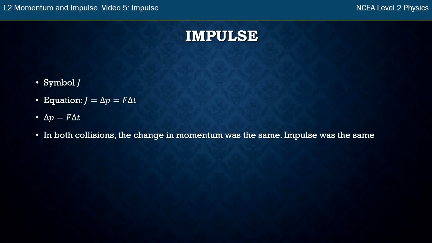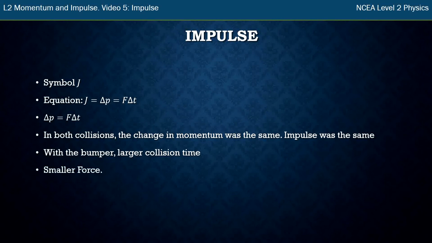So in both our collisions, the first one without the bumper and the second one with the bumper, the change in momentum was the same. They both went in at the same speed and then bounced back at some new speed. So the impulse in both of these cases was the same. However, when we had the bumper on it, there was a larger collision time, and that meant a smaller force. So another way to do it is to look at the formula and say when there is a larger collision time, there's going to be a much smaller force because the change in momentum is the same.